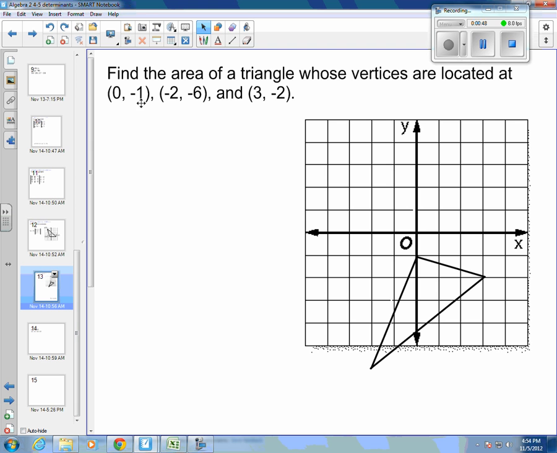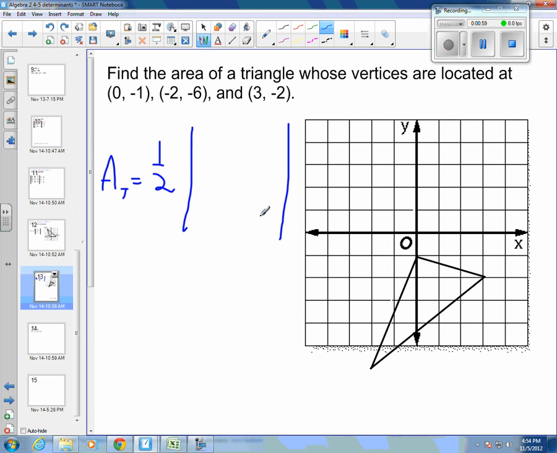So here is my triangle. My vertices are (0, -1), (-2, -6), and (3, -2). So the area of my triangle is equal to 1/2 the determinant of, so it's 0, -1, and a 1, because we fill in that third column, -2, -6, and 1, and 3, -2, and 1. And I'm going to do diagonals on this one. So let me rewrite my matrix down here.